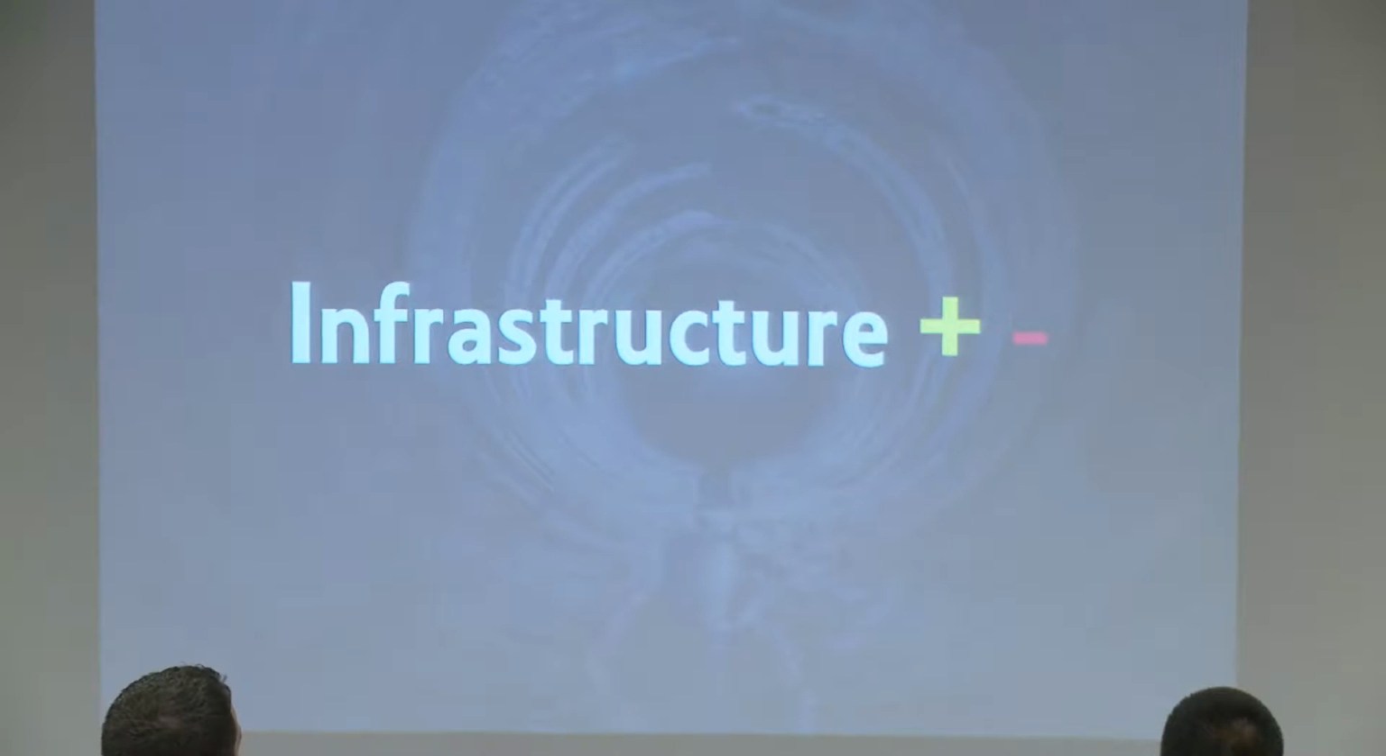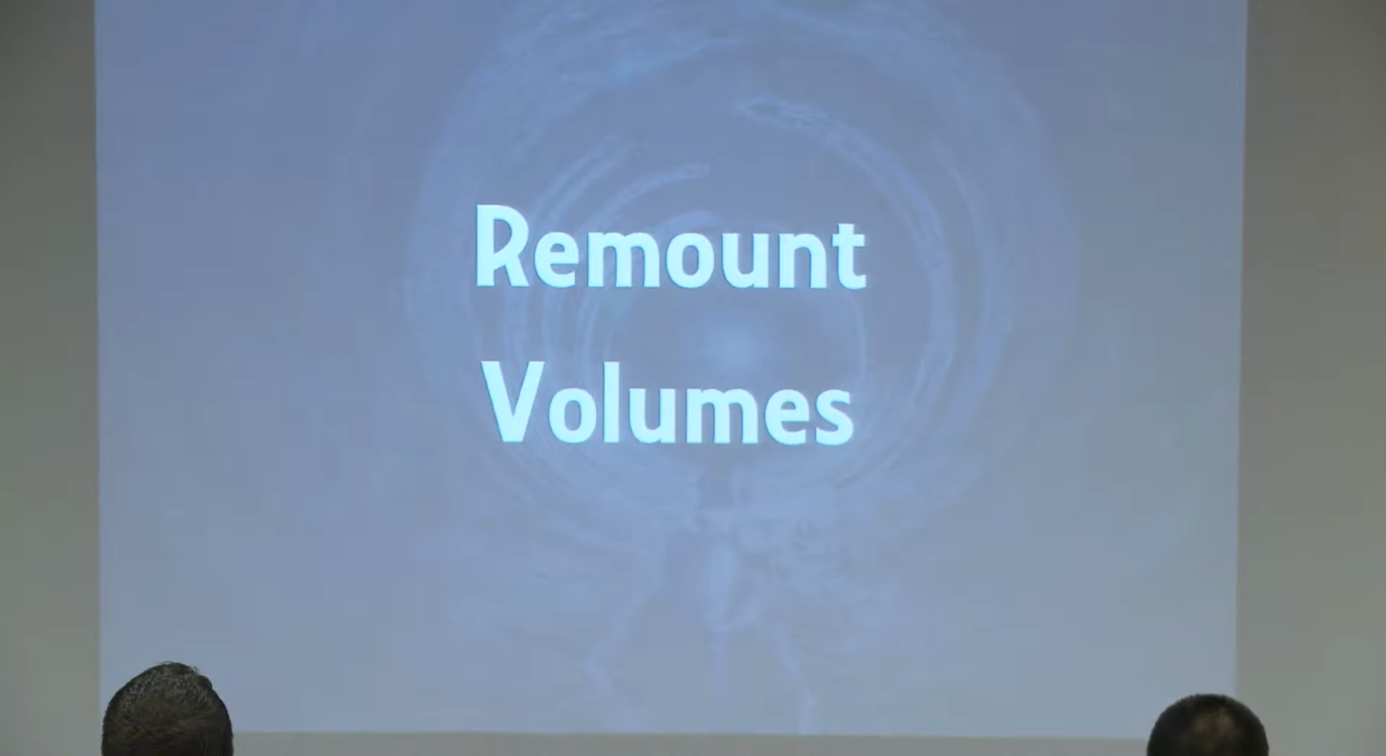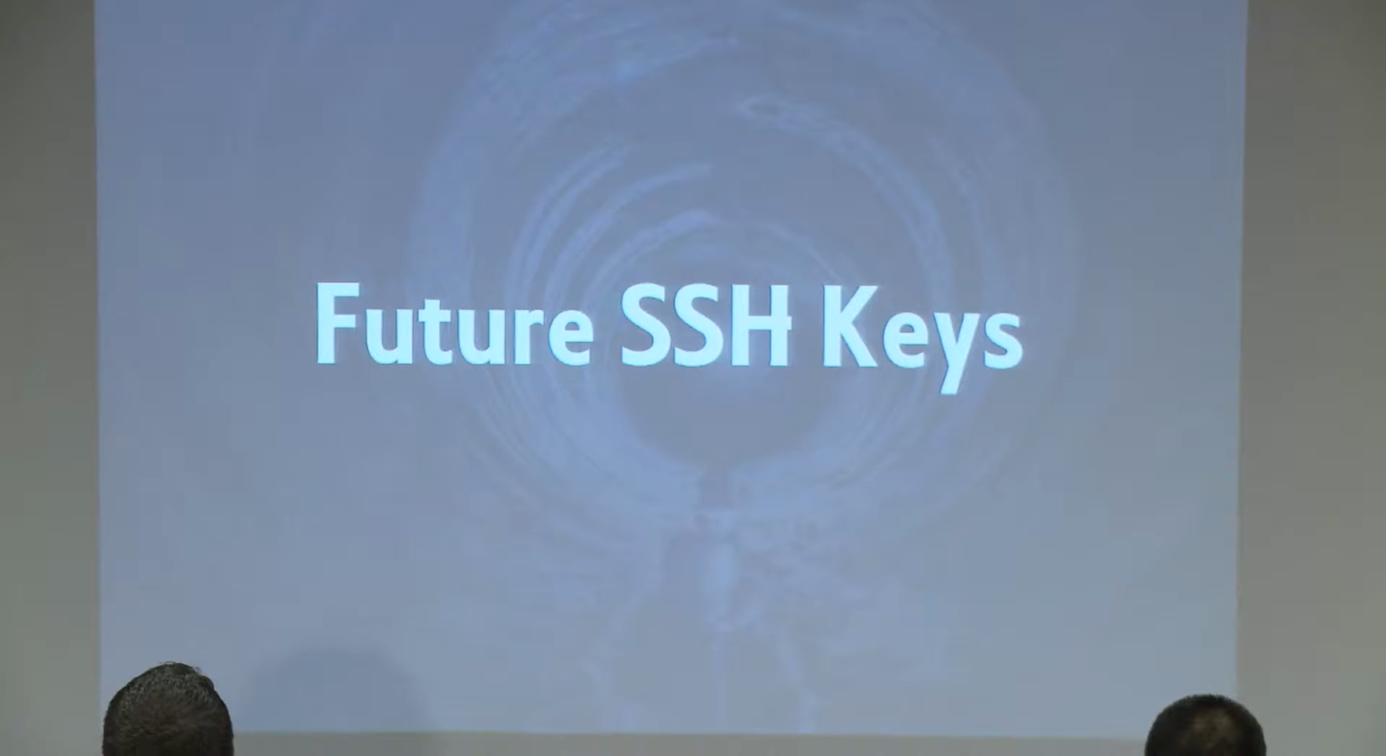So some fun you can have when these credentials get leaked, specifically cloud credentials, is you can create and destroy infrastructure, you can redistribute DNS and load balancers, you can move sensitive volumes, and in Nova for OpenStack, you can append a malicious SSH key to all cloud servers that are created after you add that key.